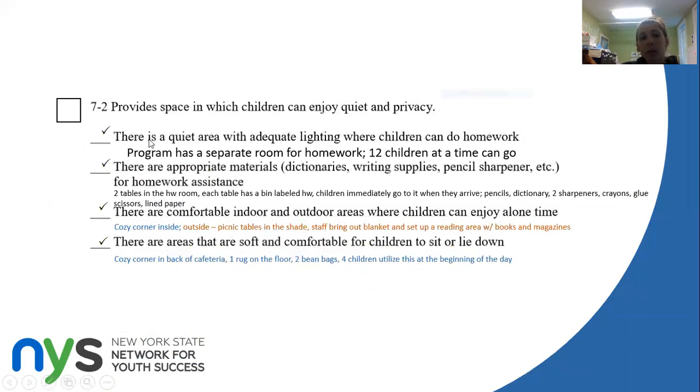So again, if you look here, we'll note that the indicator is checked off and that we have notes written in each one. So you can see that they're pretty specific. So if you look down below, it says, there's a cozy corner in the back of the cafeteria, 1 rug on the floor, 2 beanbag chairs, and 4 children are utilizing the space. Up here, we see that there's 2 homework tables. Each has a labeled bin, and children are going to the space when they arrive. These notes clearly show what we're seeing in program.